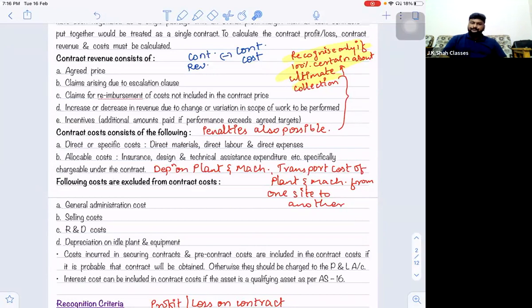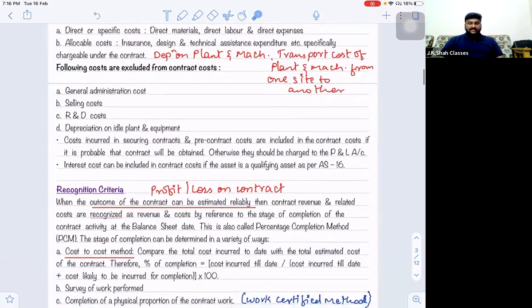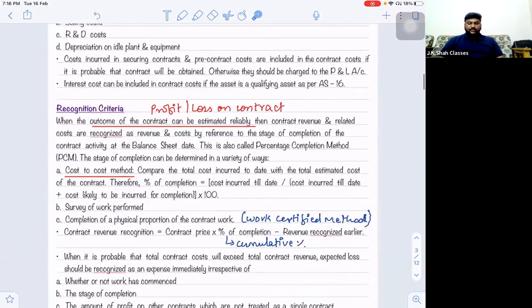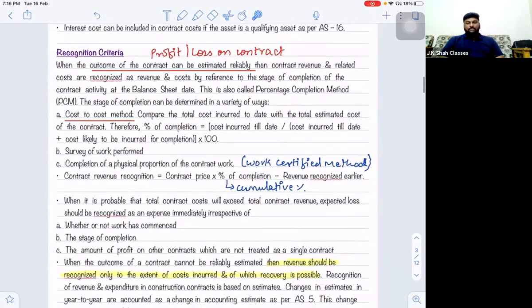Shall we go ahead then? Now we are going for the most important part, that is the recognition criteria of the revenues, cost, profits and losses in the books of accounts.